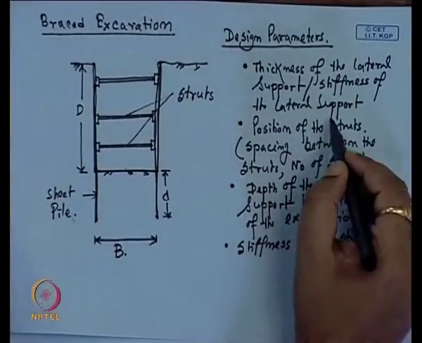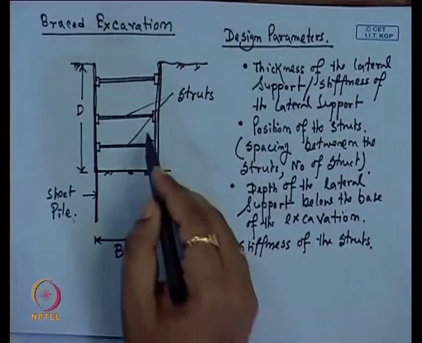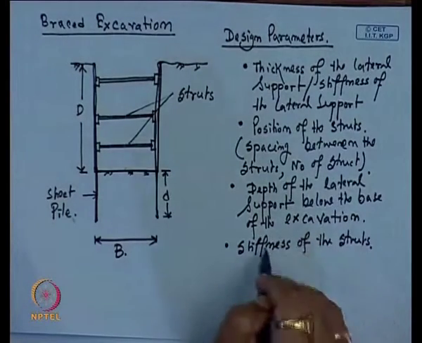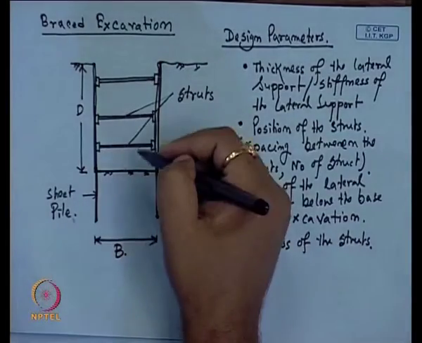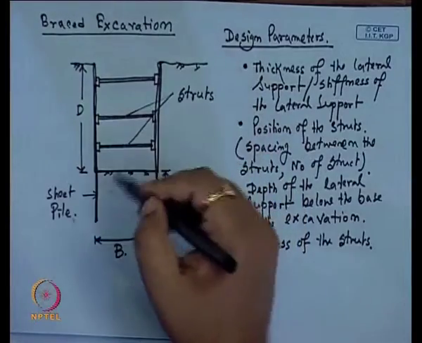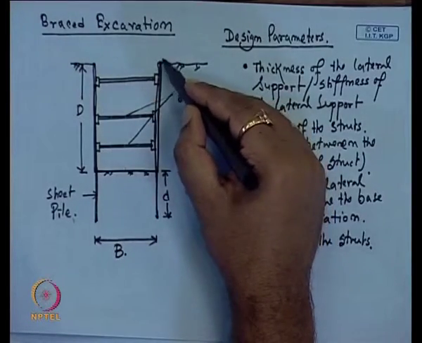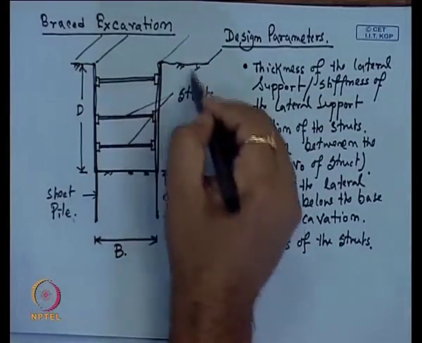parameters, that means the stiffness or thickness of the lateral support, the position of the struts, the depth of the lateral support below the base of the excavation, and the stiffness of the struts. Of course, this is the section of any braced excavation. So, if I draw another view, this side, this another.